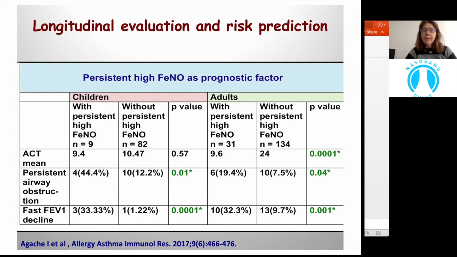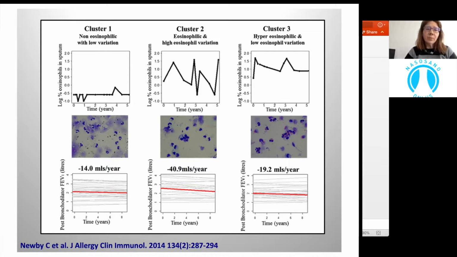And, for example, if you look at sputum eosinophils, longitudinal evaluation is also extremely important. You have patients with persistently low eosinophils in the sputum or persistently high. But the most interesting are the cluster which have both high and low values of eosinophils, because the lung function decline is huge. And these are the high-risk patients for developing chronic asthma, severe asthma, and posing treatment challenges.